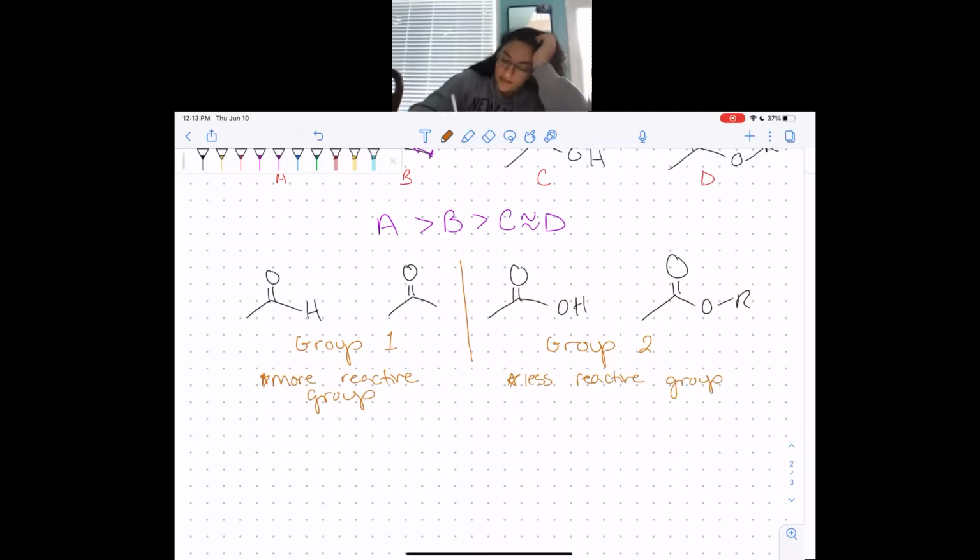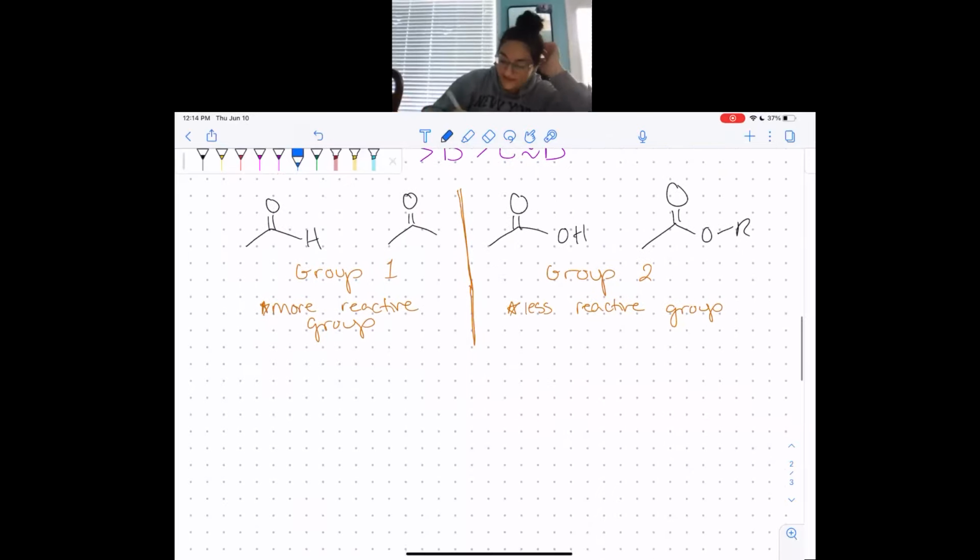So if something is more reactive, does it need a stronger reagent, or is it okay with a weaker reagent? What do you think? Yeah, someone said weak. So the stronger you are, the weaker the reagent can be. But the weaker you are, or the less reactive you are, the stronger the reagent has to be. So this is a perfect segue to talk about the reducing agents. Just like oxidizing agents, we are going to have strong and we are going to have weak.